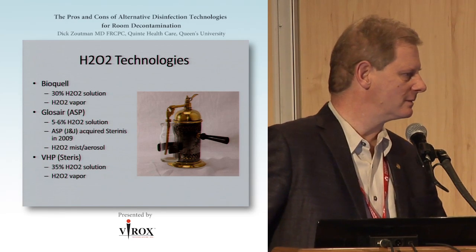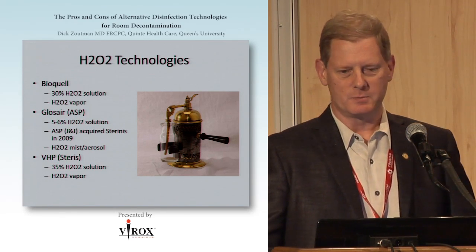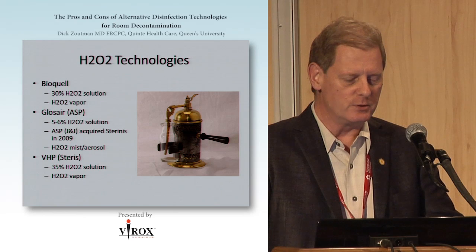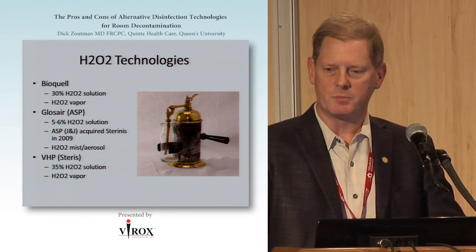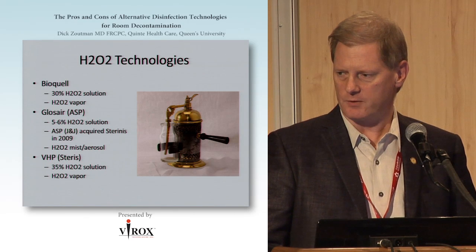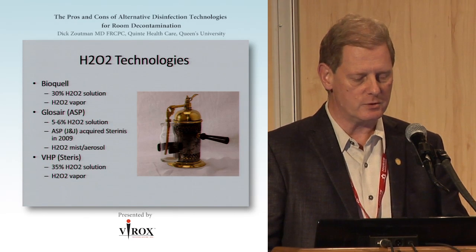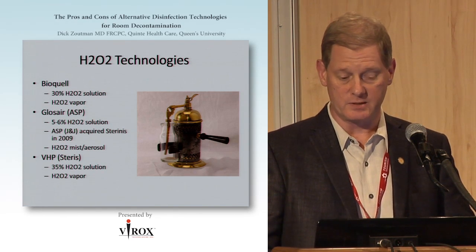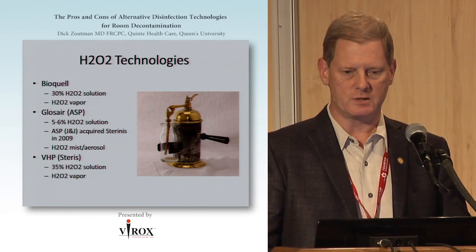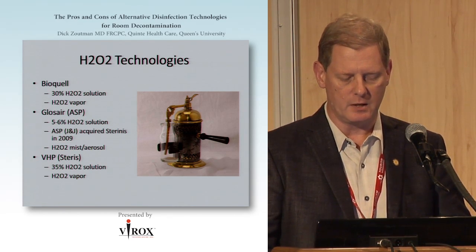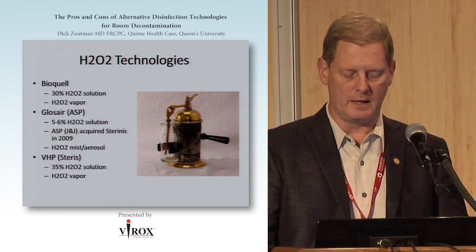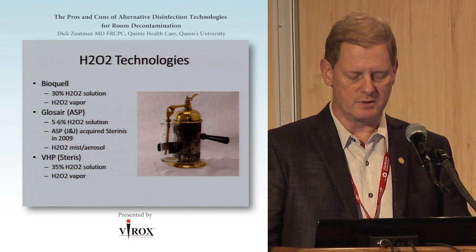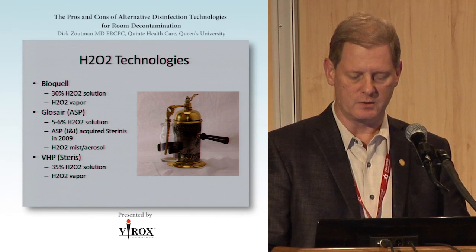Anybody know what that object is? Remember good old Lister, who would spray carbolic acid all over the place? That's one of his units. Not that that's what we're using these days, but it raises a similar idea, and that's hydrogen peroxide technologies, of which there are 3 and a growing body of evidence that's quite intriguing. Bioquell makes a system that uses 30% hydrogen peroxide as a vapor. Glossair, by Advanced Sterilization Products of J&J, uses a 6% hydrogen peroxide to create a mist and aerosol, and VHP by Steris, vaporized hydrogen peroxide, produces a vapor using a 35% hydrogen peroxide solution as well.